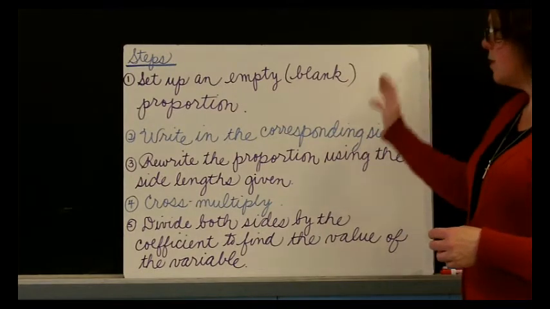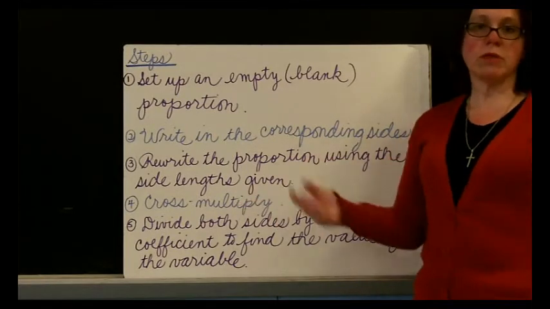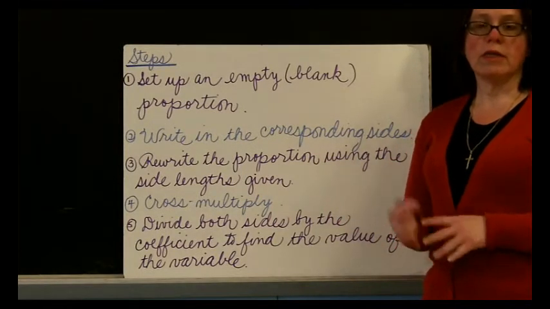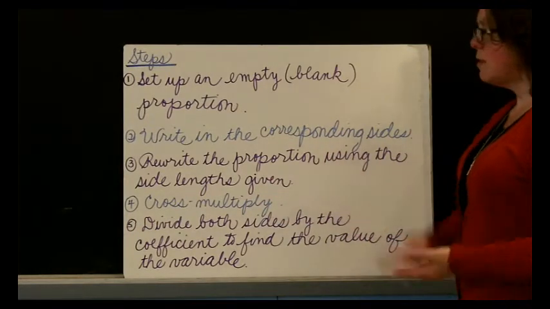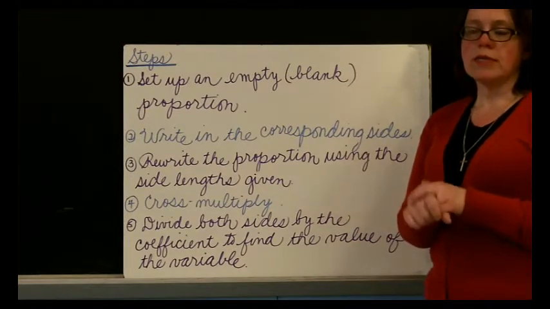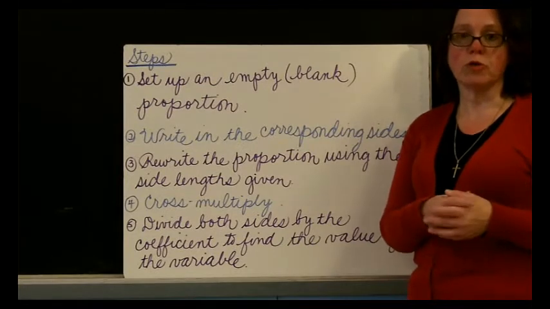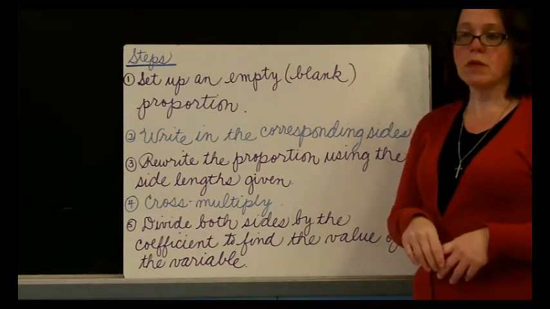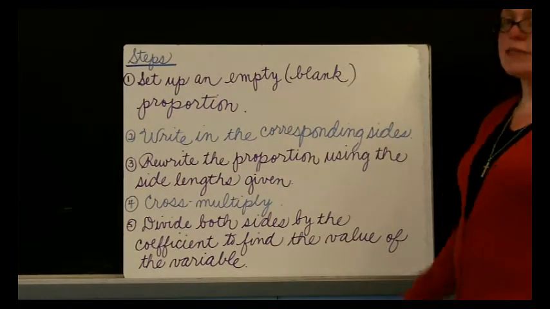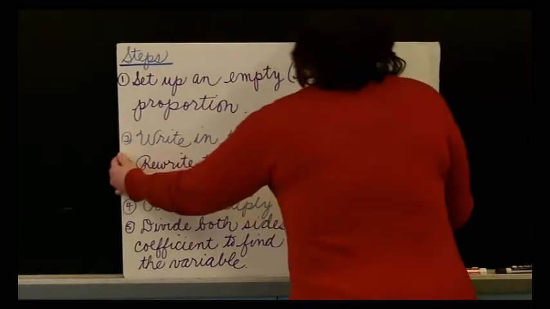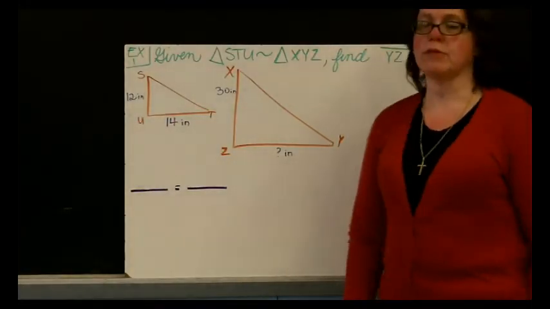After we have identified the corresponding sides, we will rewrite our proportion underneath it, but this time filling in the numbers that show us their side lengths. Then, just as we did a few lessons ago in using the method to cross-multiply to solve a proportion, that's what we'll do. We'll cross-multiply, and then divide both sides by the coefficient to isolate the variable. We are going to follow these steps as we work through our 3 examples today.